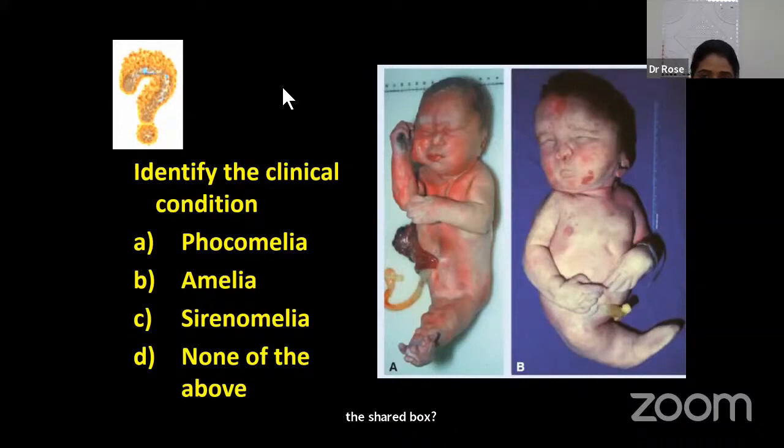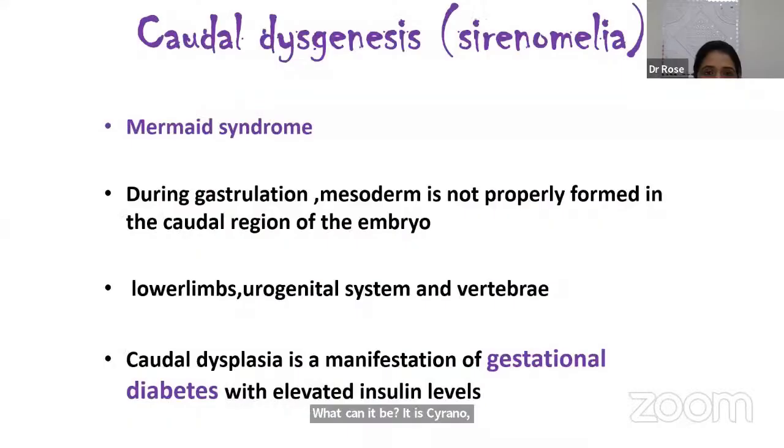Identify the clinical condition. Can someone type it in the chat box? Phocomelia, amelia, cyanomelia. Can I have the answer? I will give you a clue. It is just like a mermaid. Another name is mermaid. What can it be? It is cyanomelia. Okay. So cyanomelia or caudal dysgenesis syndrome. It's otherwise known as mermaid syndrome.